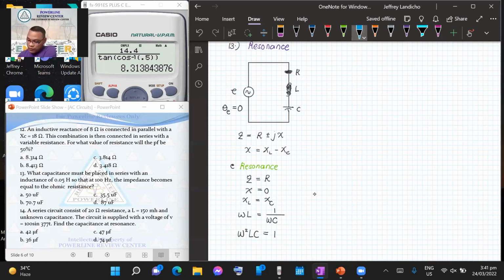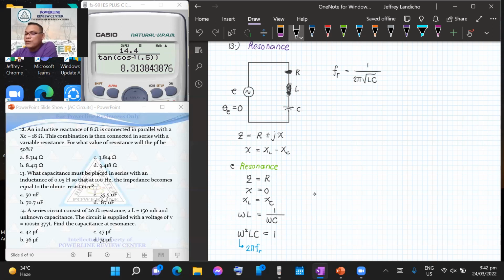Ano ba itong angular velocity na to? That is our 2 pi f. So, ibig sabihin, yung frequency dyan, that is the frequency at resonance. That is the frequency at which the circuit will operate at what? Resonance. Kaya kapag kinuha mo yung resonance frequency na yan, pwede natin considered for series resonance, f sub r, it is always equal to 1 over 2 pi square root of what? LC. So that would be our resonance frequency. That is the frequency at which net reactance becomes zero. If net reactance becomes zero, the circuit will behave as purely resistive.